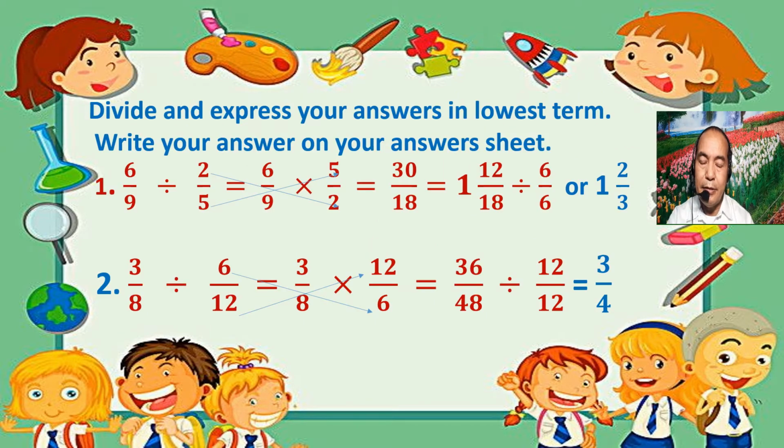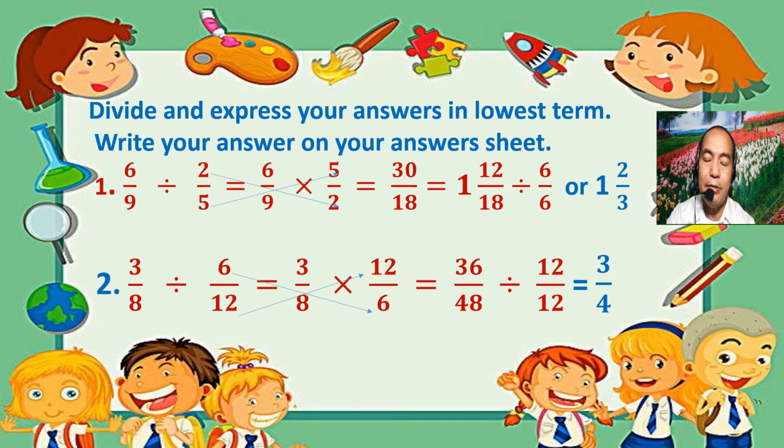Okay, let us now answer the assessment in your module. The instruction says divide and express your answer in the lowest term. So write your answer in your answer sheets. This is taken from your module, particularly your assessment. So we have item number 1, 6/9 divided by 2/5.